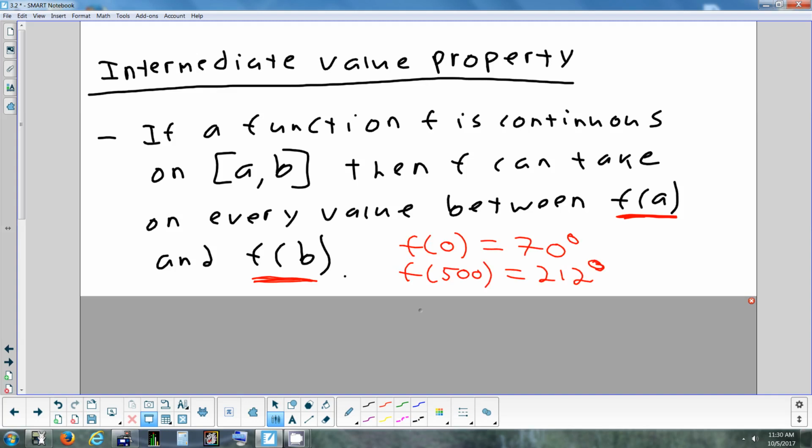Okay. So like if you said to me, am I going to hit 90 degrees at some point? Yep. And we could find where. Maybe around 30 seconds, your water's at 90 degrees. Okay? But the point is, you're going to hit every single temperature at some point between 0 seconds and 500 seconds. So any question on that idea? Okay, that's why it's called intermediate value, because intermediate means between. You hit every value between two other values.